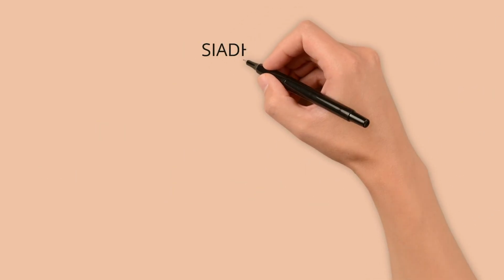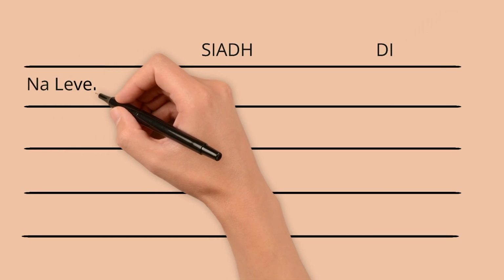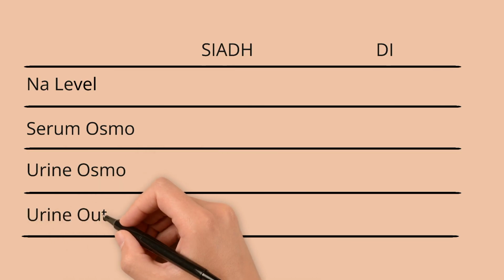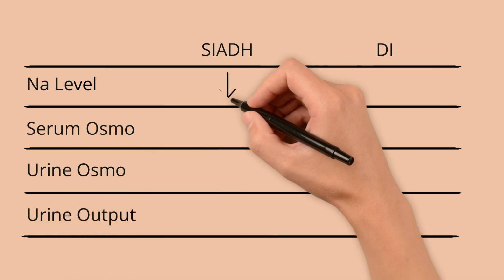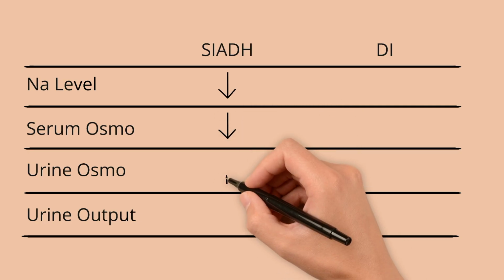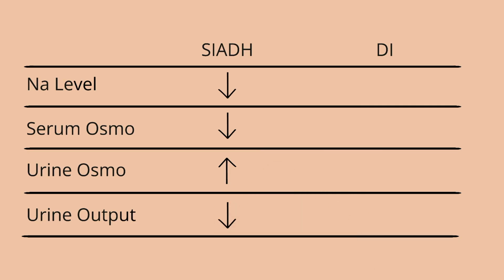So let's put these on a chart together based off the sodium level, serum osmolality, urine osmolality, and then urine output. For SIADH, we have a low sodium level because we're diluting, because we're retaining water, which means our serum osmolality, which is the concentration of our blood, is low because we have more water than salt. On the other hand, since we have low urine output, we have a high urine osmolality because the urine is very concentrated because of low urine output.